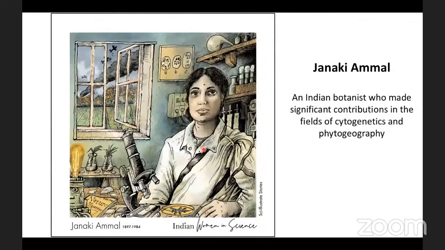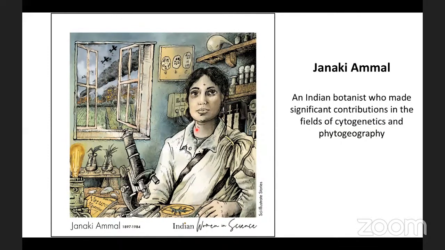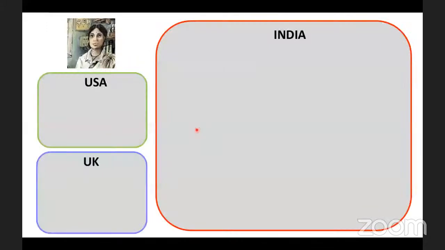Let us start with Janaki Ammal. You will see this picture. I don't know if you can see, the windows are moving. These are drawn by a group of Indian artists. I'll talk about that later. And in Indian Women in Science, I'm going to use pictures drawn by them. So Janaki Ammal was an Indian botanist who made significant contributions in the field of cytogenetics and phytogeography. Let us try to understand who she was, where she was born, and how her career spread across time and across continents. In fact, if you look at her career, she spent quite a bit of time in India, quite a bit of time in the US, and quite a bit of time in the UK.